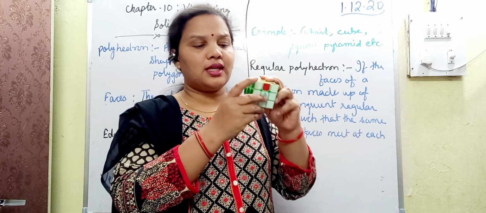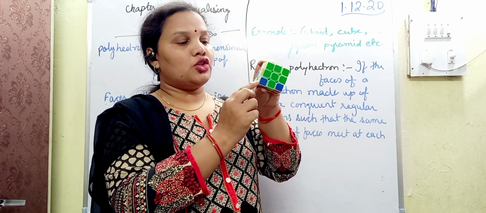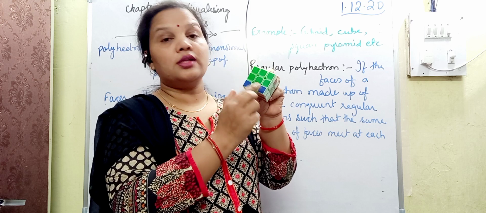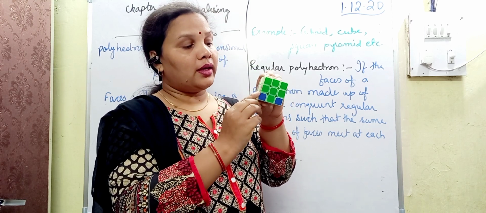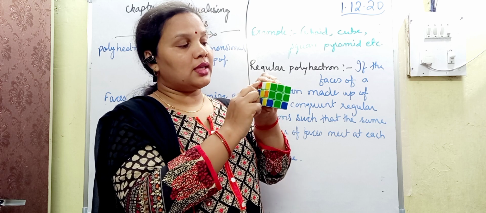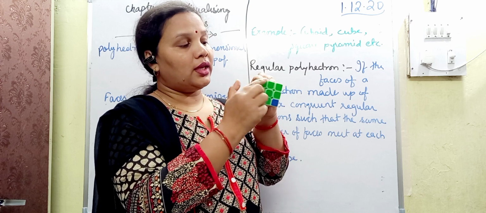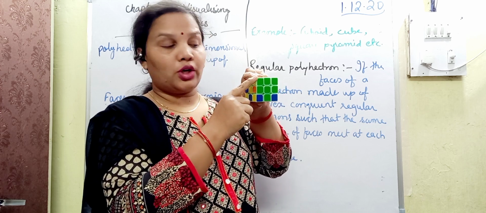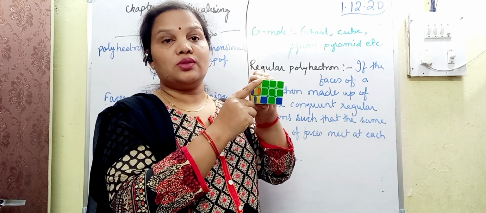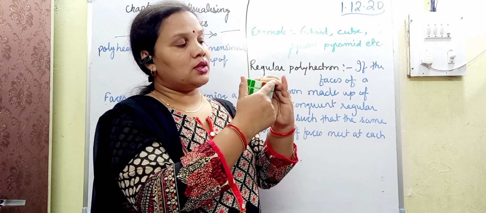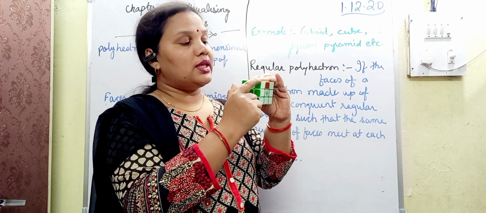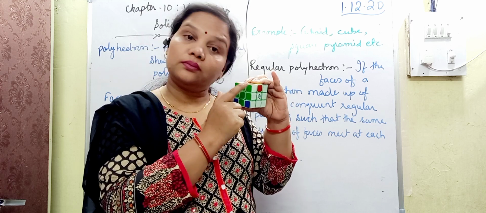So now you can see that these corners are known as vertices. Here, three edges meet at this point. You can see here 1, 2 and 3, these three edges meet at this point. So this corner is known as a vertex. Similarly, here also you can see that three edges meet at this point. So this is also a vertex.